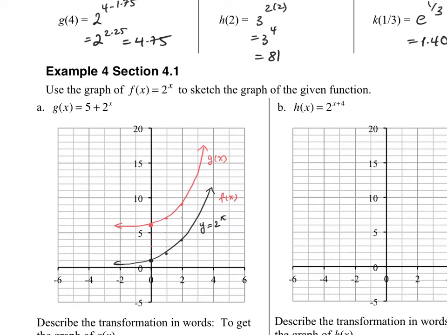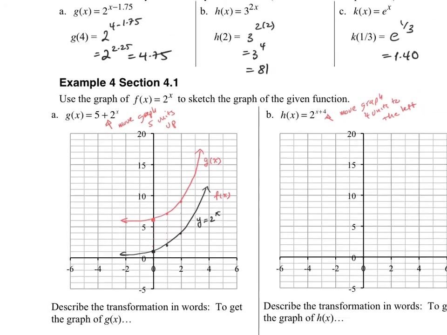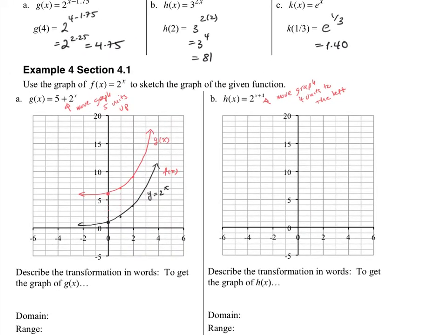Now this one is okay. So this one was move graph 5 units up, and this one is going to be move graph 4 units to the left. The same thing we did before. So here again we have the graph: 2 to the 0 is 1, 2 to the 1 is 2, 2 squared is 4, and so forth. So this is the graph. So this is f of x.